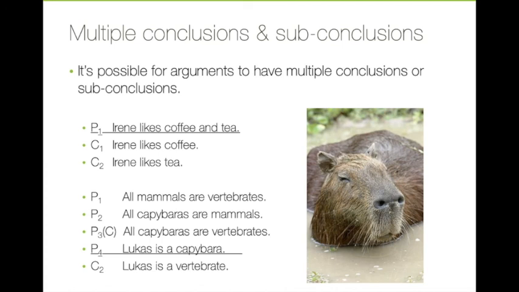Then in the second argument, the first two premises support the third premise. So all mammals are vertebrates. All capybaras are mammals. From that, we can conclude that all capybaras are vertebrates. Then along with the fact that Lucas is a capybara, we can conclude that Lucas is a vertebrate. So the third premise there was an intermediate conclusion that along with premise 4 supported our main conclusion.